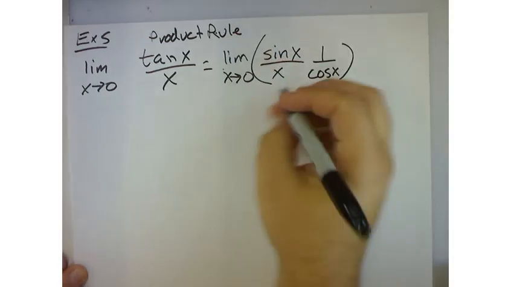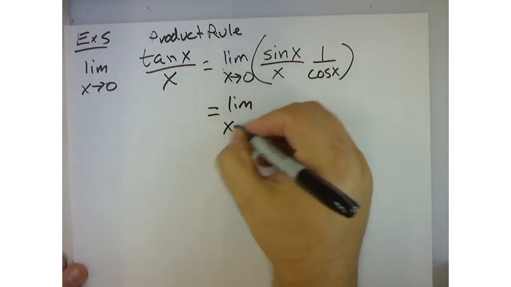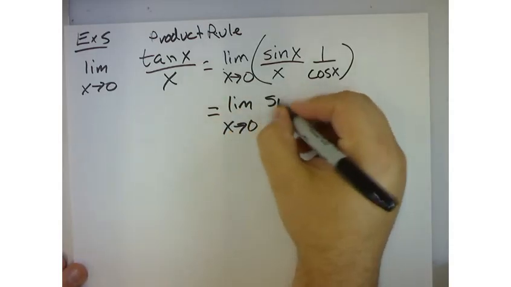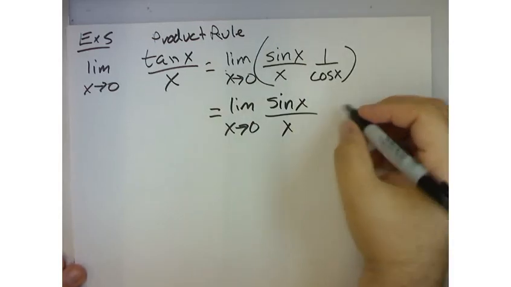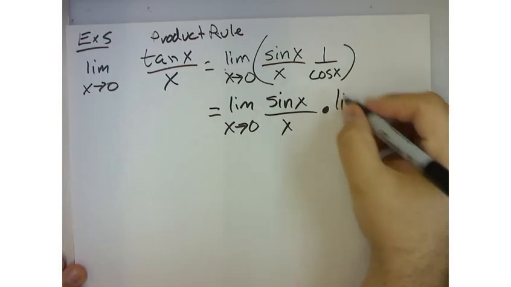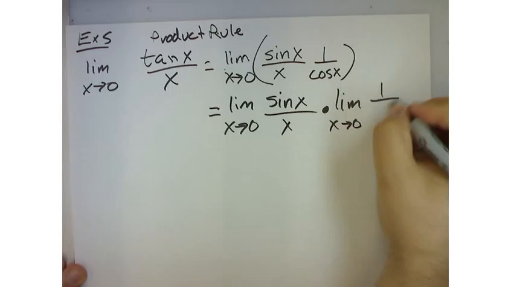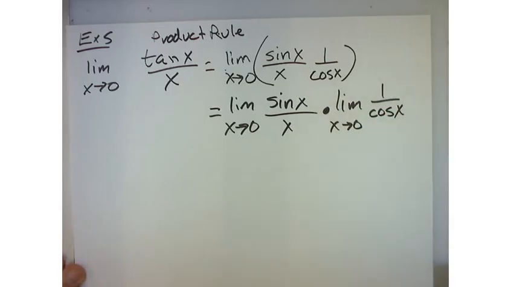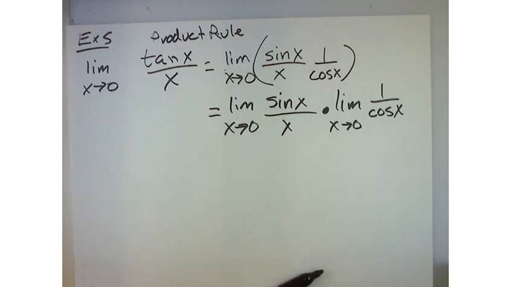So what this allows me to do is I could separate these and take the limit of this one, whatever it is, and then multiply it by the limit of this one. Okay, you guys with me so far? So now sine of x over x, what is the value of that as it approaches 0?